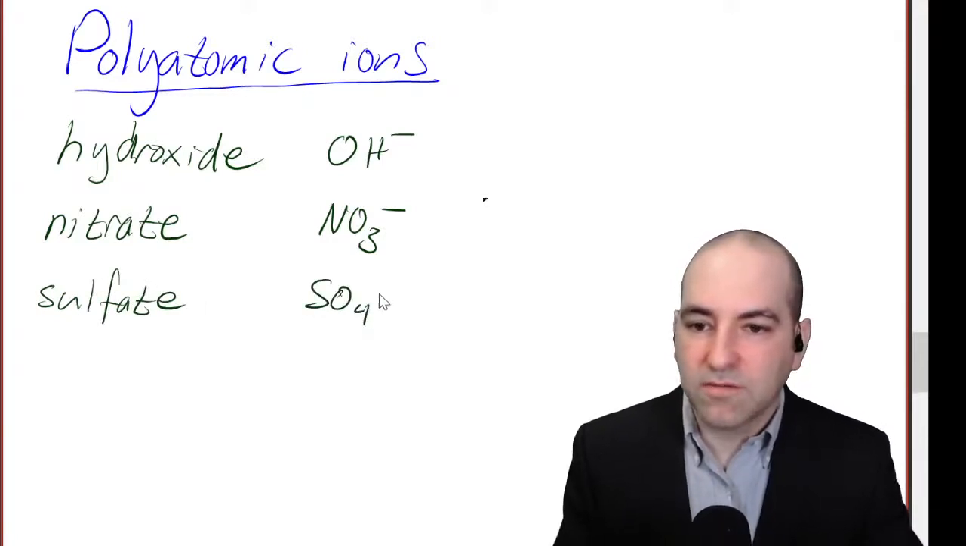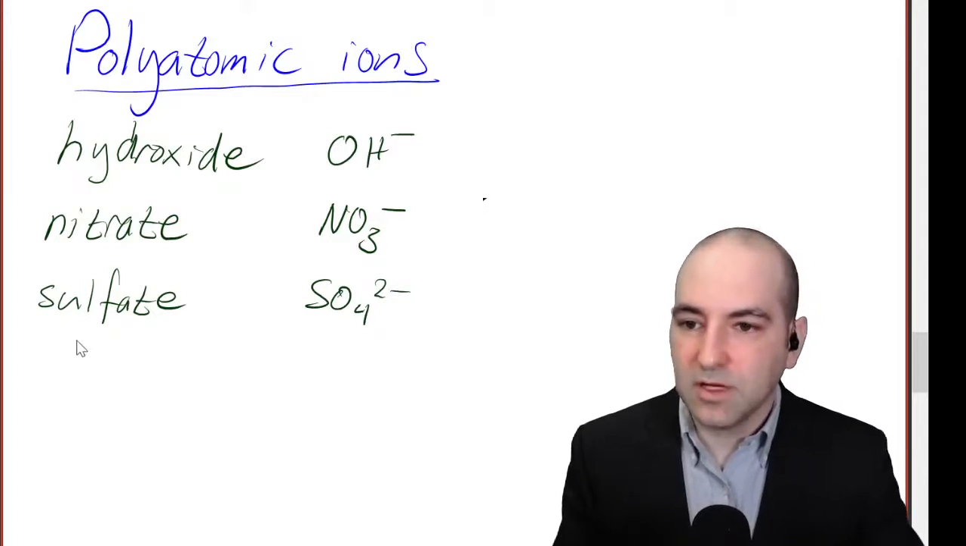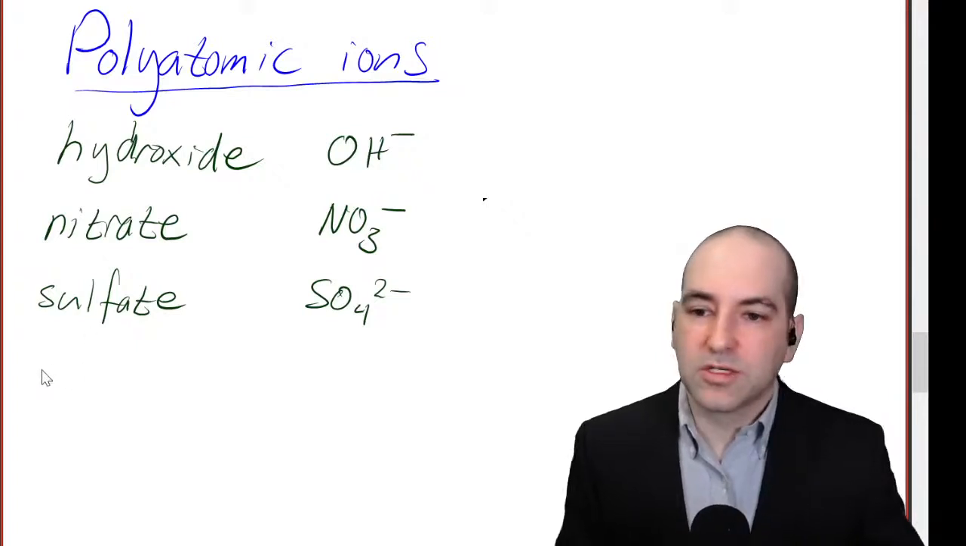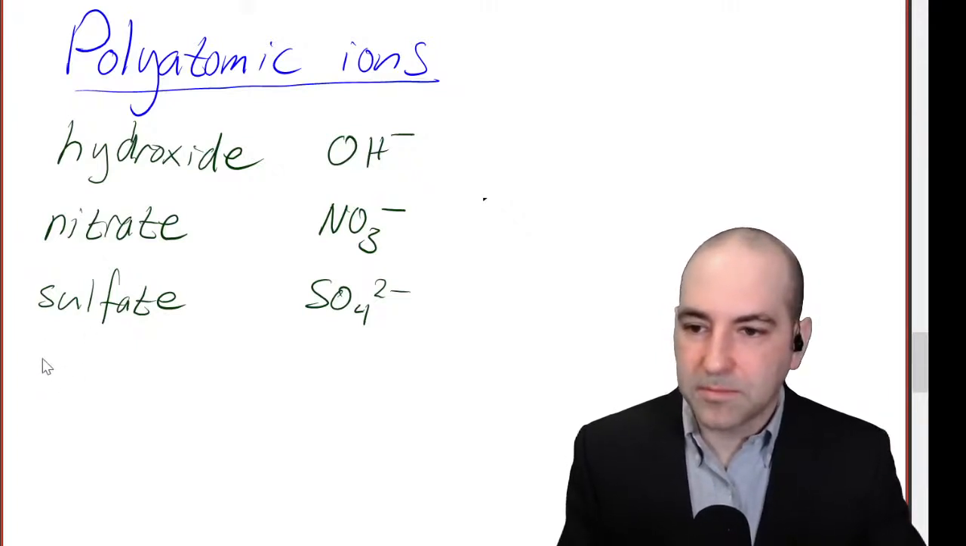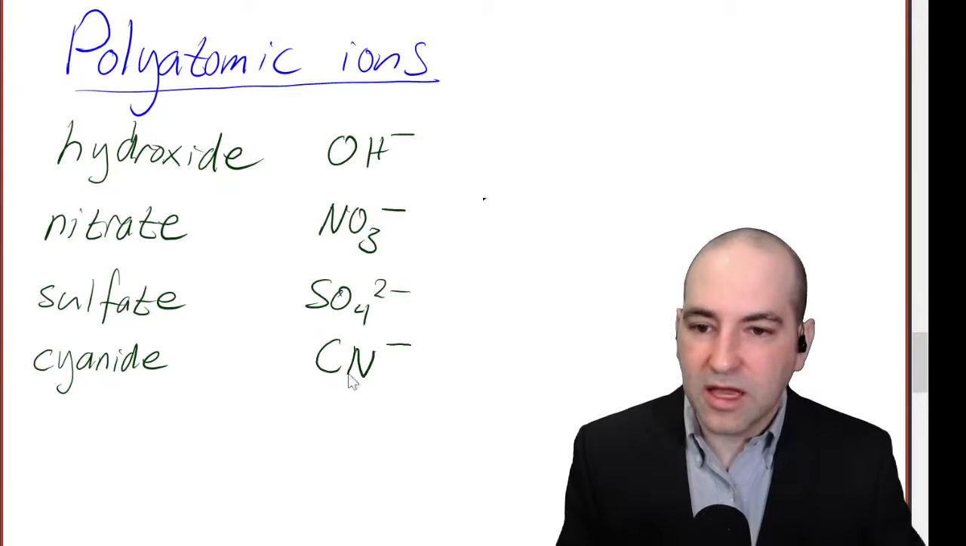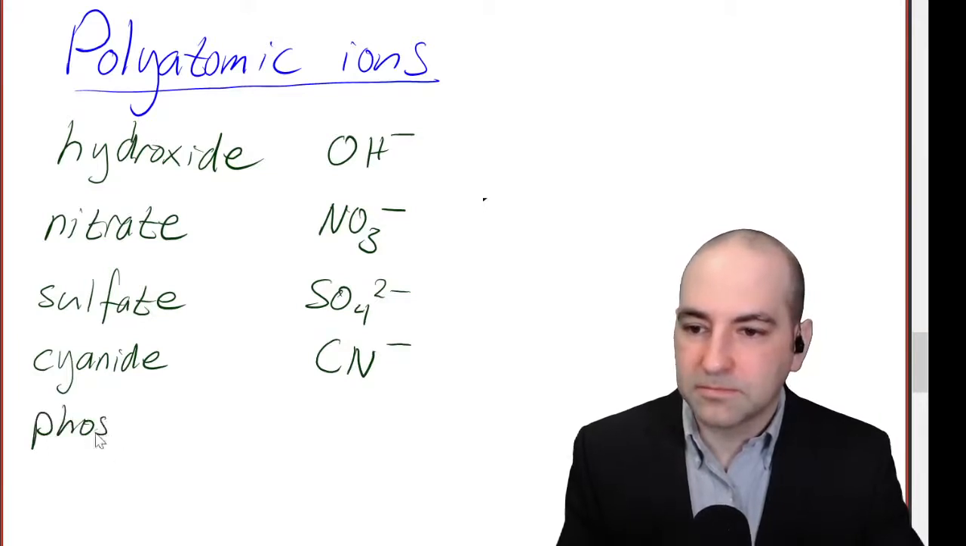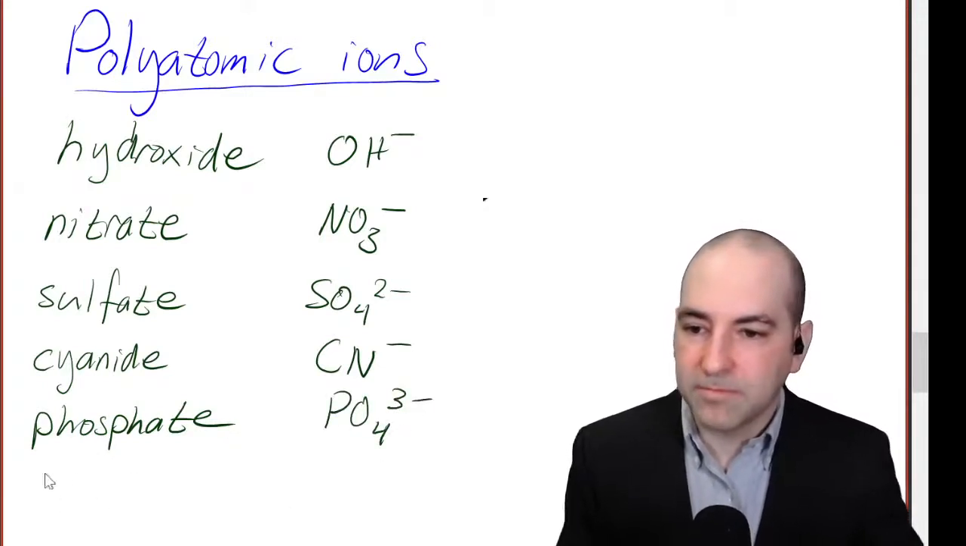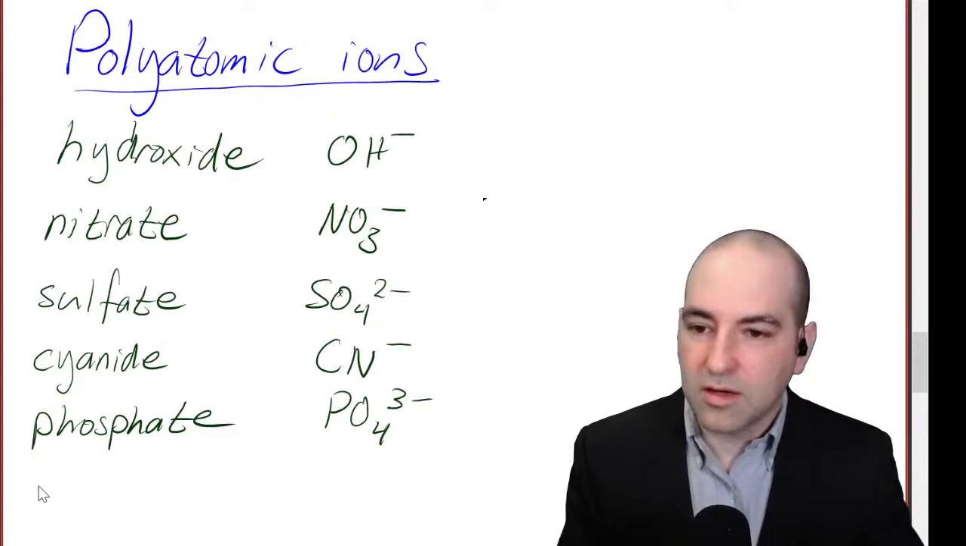Sulfate is SO4 2 minus, another common one. There's a whole bunch of these. I'm not going to list all of them, just some of the more common ones here. Cyanide is CN minus 1. Phosphate is PO4 with a minus 3. And let's see, what else can we put in, a couple more here. Carbonate.